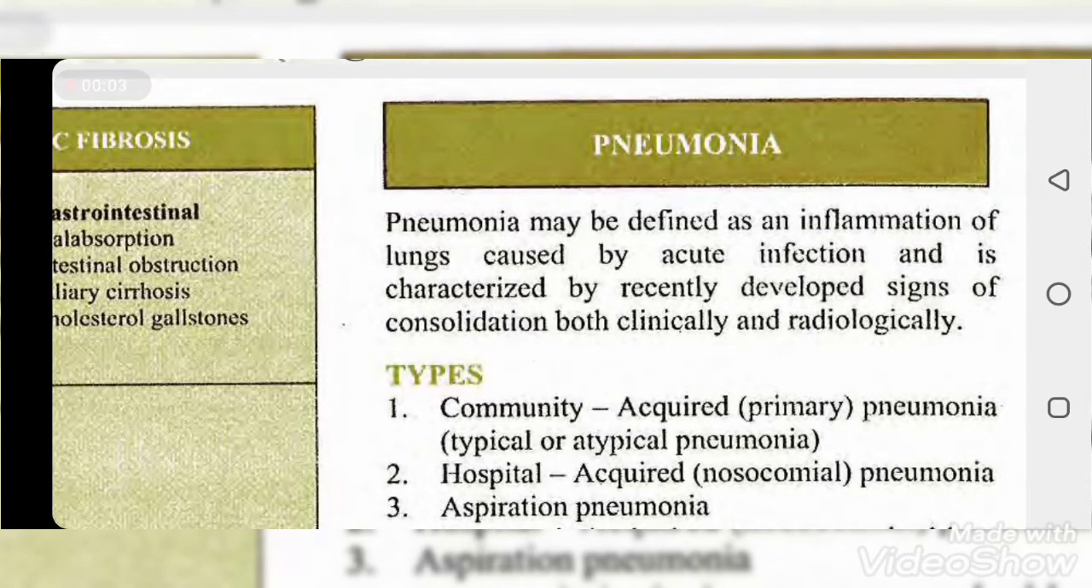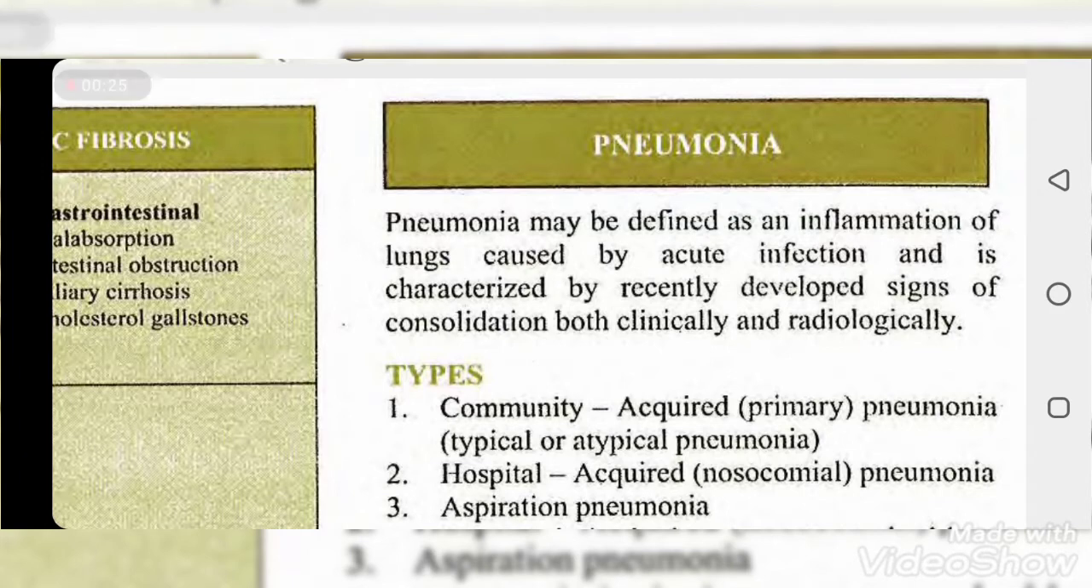We talk about respiratory disease. In respiratory disease, first of all, we go to pneumonia. What is pneumonia? Pneumonia is defined as inflammation of the lungs caused by acute infection and is characterized by recently developed sign of consolidation both clinically and radiologically.